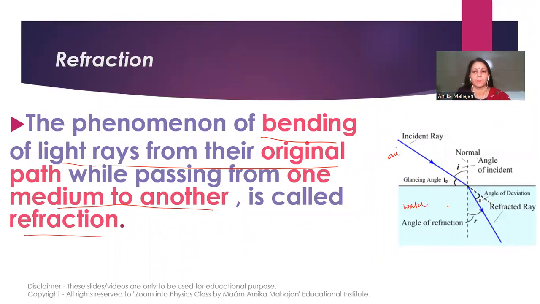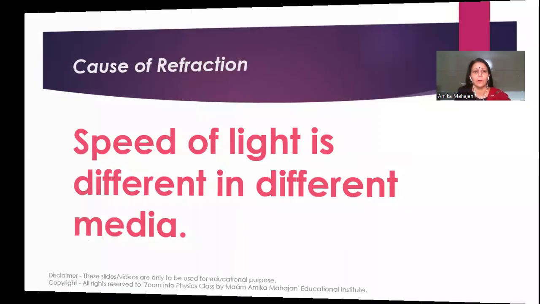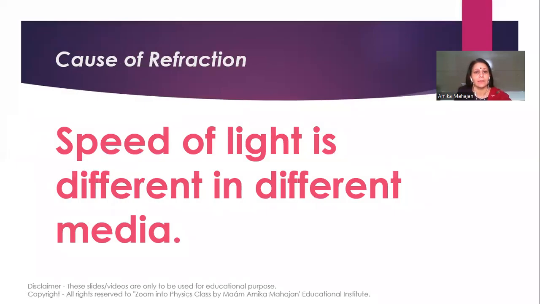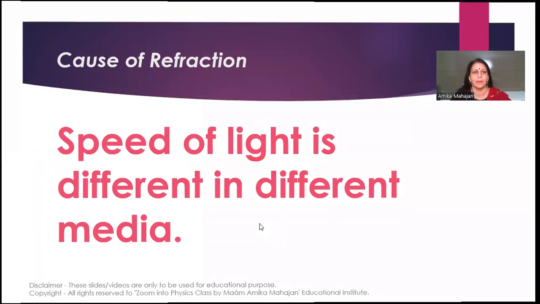You must have seen this when you put a pencil in a beaker half filled with water. When you look from outside, you observe that the pencil appears bent. Why is it so? It is because of refraction. So it is the bending of light rays from the original path while moving from one transparent medium to another. Now, why does refraction take place? The reason is that the speed of light is different in different media. It is maximum in air. As we move from air to some other medium, the speed goes on decreasing.